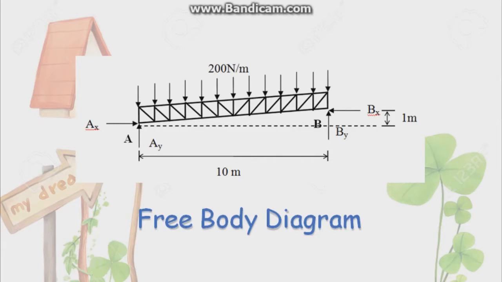There are two unknowns at point A, which are AX and AY, and another two unknowns at point B, which are BX and BY. Between point A and point B is 10 meters, and the structure is elevated 1 meter outward. And there is a uniformly distributed load added to this structure, which is 200 Newton per meter.